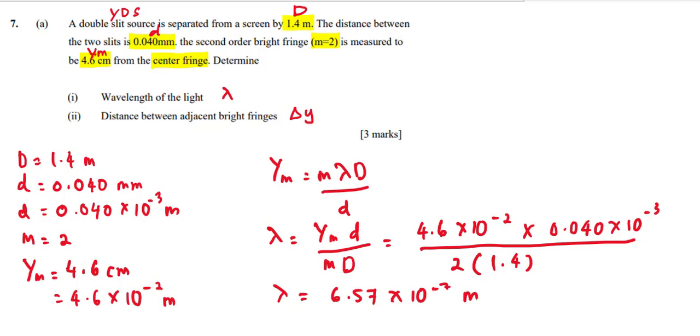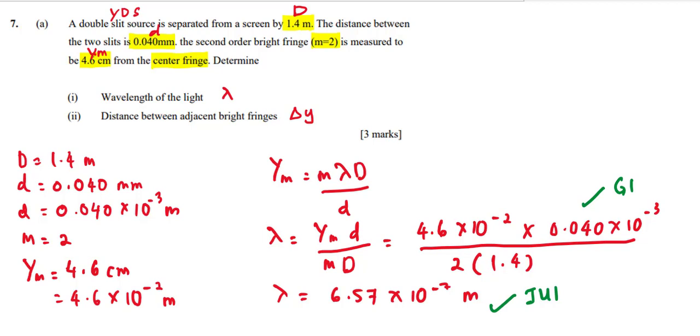Okay, where can you get the marks from here? The marks will be given for G1, that is gantian 1, and JU1, that is jawapan unit. Then you got the correct answer and the correct unit, that would be 1 mark. So that would be 2 marks.